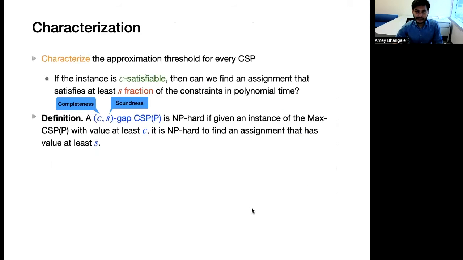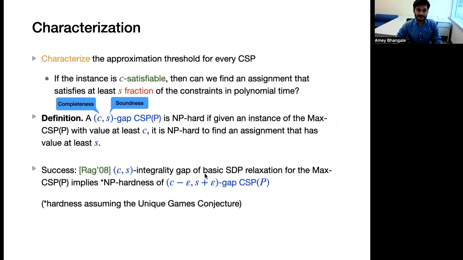Now, coming back to characterizing the threshold for every CSP, we have a huge success, and this is by the result of Raghavendra. One can write a basic semidefinite programming relaxation for Max-CSP. Since this is a relaxation, the value of the SDP can be higher than the value of the instance. Now, Raghavendra showed that if there is an instance where the SDP value is C and the integral value is S, also called a (C,S) integrality gap instance, then the (C,S)-gap CSP problem is NP-hard up to this factor of epsilon. And this is assuming the Unique Games Conjecture.